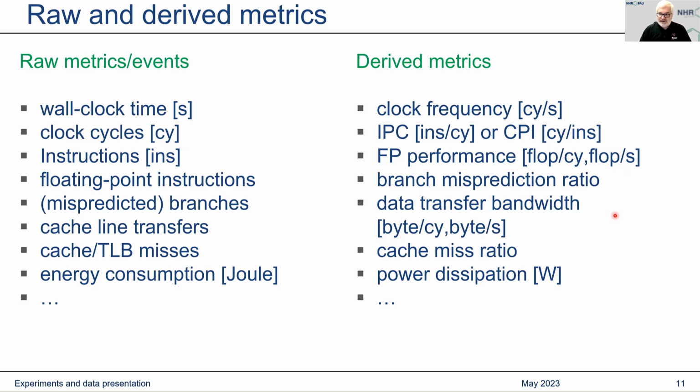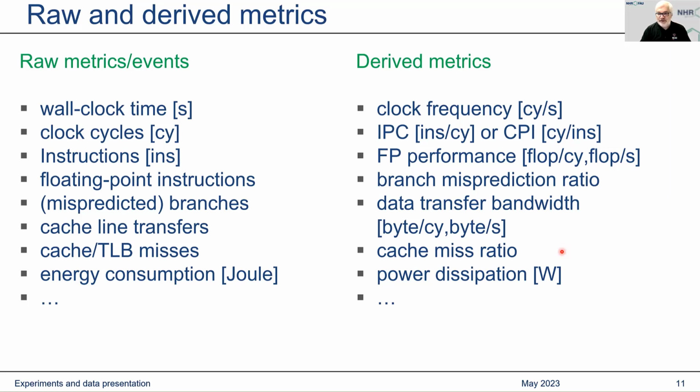Now, if you count cache line transfers or data transfers, the most important derived metric from these is data transfer bandwidth in bytes per cycle or bytes per second. That's also very interesting because data transfer bandwidths also have an upper limit. Like the memory bandwidth of a CPU could be 150 gigabytes per second, and that's an upper limit. If you measure 140, you know you're pretty close to that. It's always good to know your limits. And data transfer bandwidth is something that is easily compared with known limits. Cache miss ratios are sometimes very popular. It tells us how many accesses to the memory hierarchy were misses in the cache hierarchy.